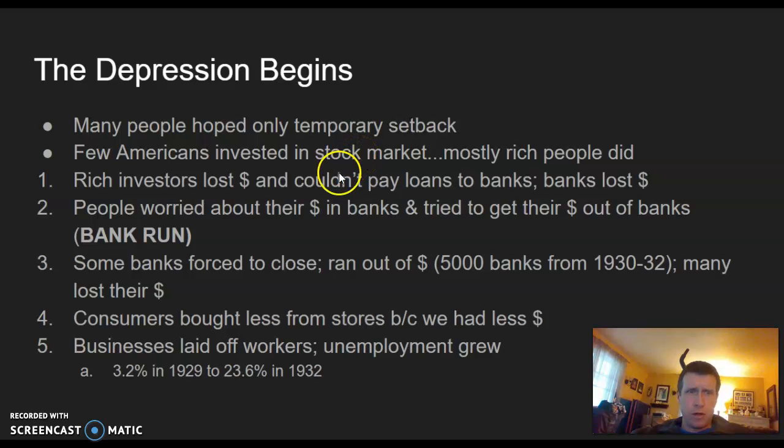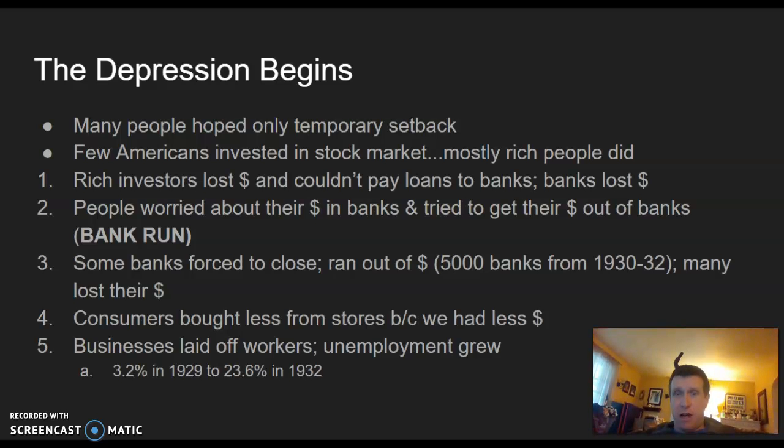There are a handful of other things that would push this. As I said, rich investors were losing money and not being able to pay off their loans. Average people started freaking out and worrying, like, if rich people are losing money, where's my money at? So people started rushing off to banks to pull as much money out as they could and just have their cash. That's known as a bank run. A bank run is when banks literally run out of cash. What might happen is one person runs to the bank, pulls all their money out. They tell their friends that they took all their money out.